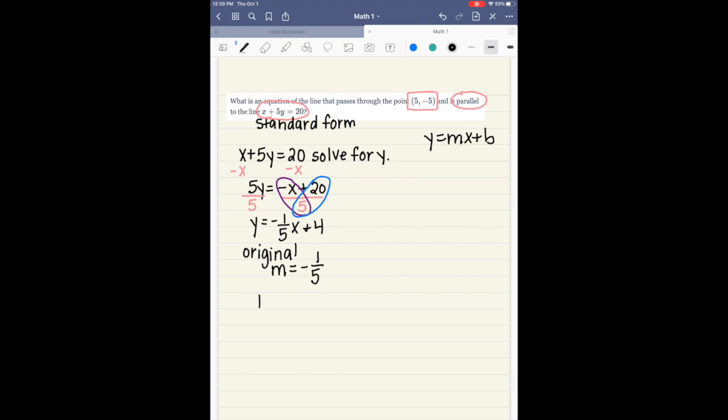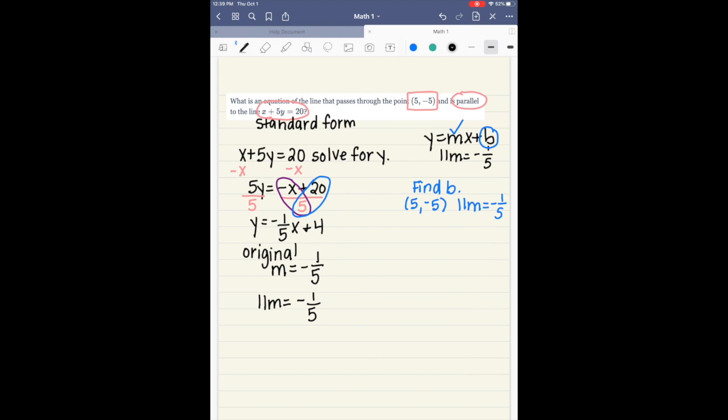So they want us to tell what the parallel slope is. Well, the parallel slope is the same, so we're going to use negative 1/5. So a parallel slope is negative 1 over 5. Now, the other thing we're missing is our b value. We found the m, but we're missing the b. So how are we going to actually find that b value? To find the b, the y-intercept, we are going to substitute in our point and our parallel slope.